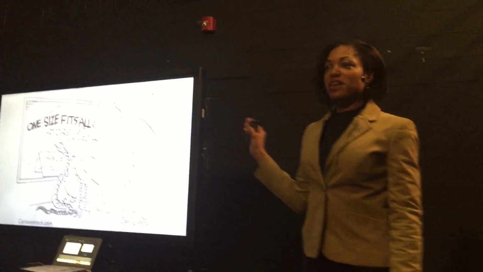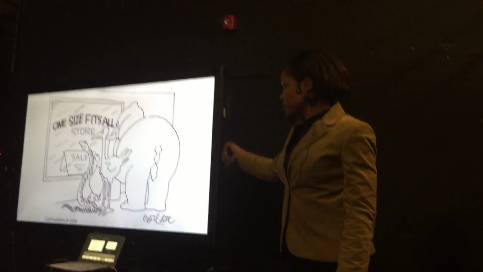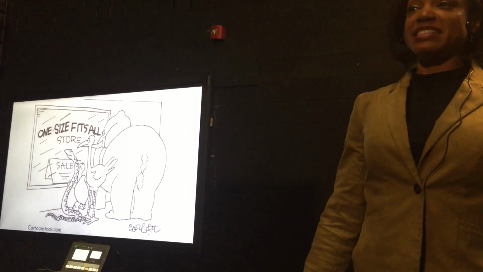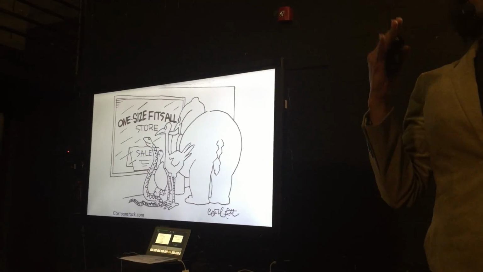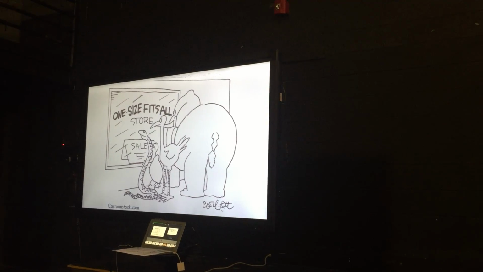Classrooms are not one-size-fits-all stores, right? This is a one-size-fits-all store, and notice that it's having a sale. It's having a sale because nobody is that size, right? There's no average, that's a myth. There is no one average that everybody fits into.